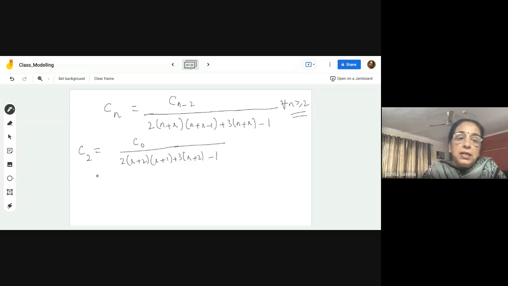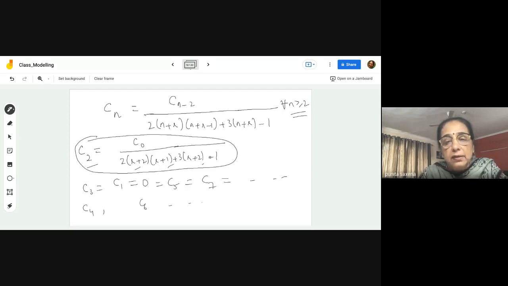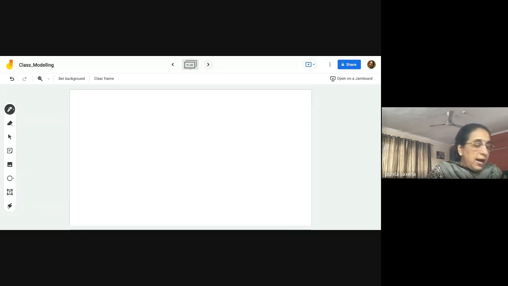Okay. Similarly, C3. Now C3 will be in terms of C1, which is 0. So that means C3 is 0. Similarly, I think C5, C7, all odd coefficients will be 0. So what you are going to get will be the terms only for C2, C4, C6, and so forth. Now you see your coefficients are only in terms of r. So you have two options now, when r is half and when r is minus 1.